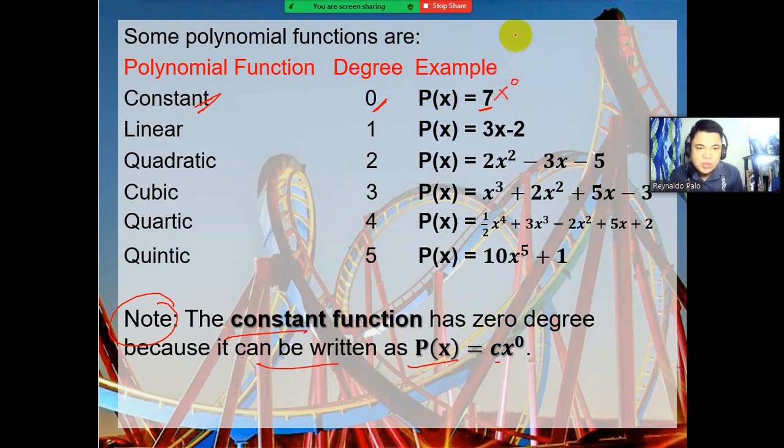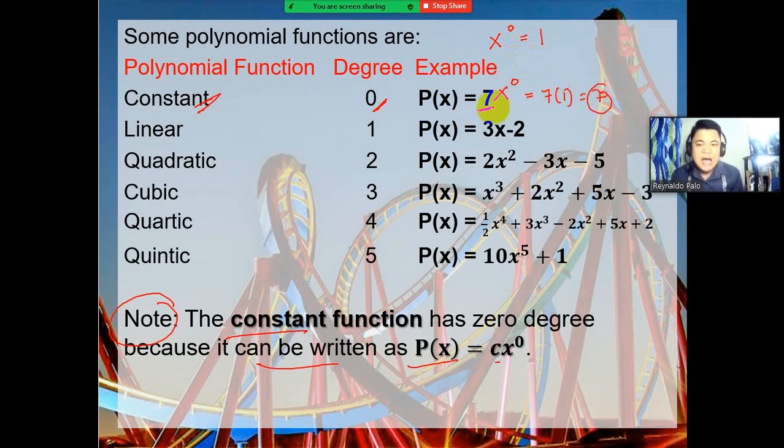So it became only 7, because if we're going to apply the zero law of exponent, when you raise a specific term to 0, the answer is always 1. A specific number or variable, when you raise it to 0, the answer is always 1. That is what we call the zero law of exponent. So therefore, if x raised to the 0 power is 1, we can rewrite this as 7 times 1, and 7 times 1 is simply 7.